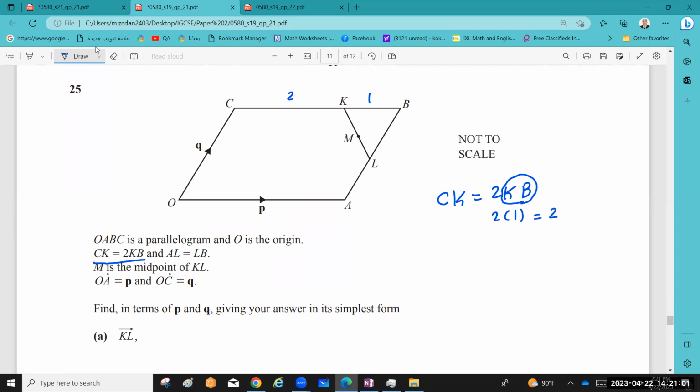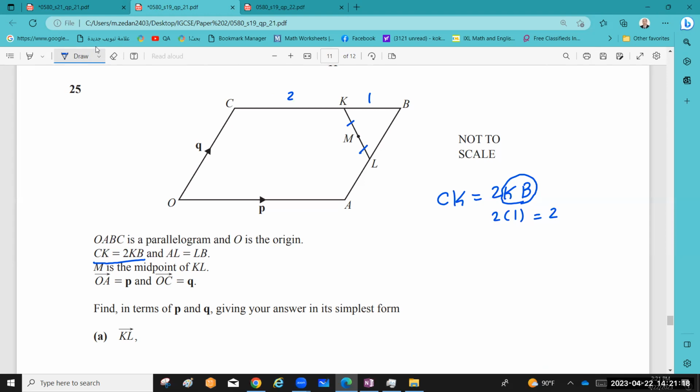M is the midpoint of KL. Where is KL here? Yeah, M is the midpoint. These 2 parts are equal. And OA is P and OC is Q. The question is, find in terms of P and Q, giving the answer in the simplest form, the vector KL. Go to the vector KL.